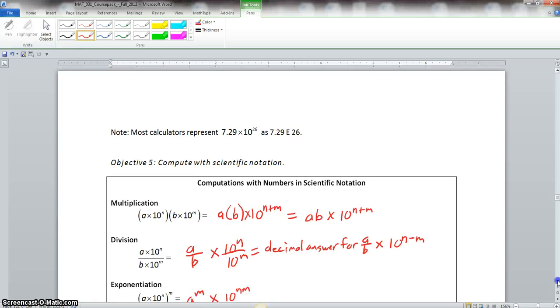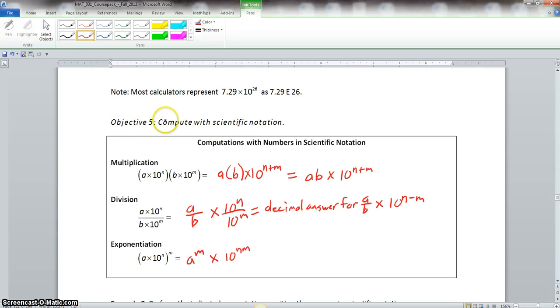Now we go down here to this section. It says most calculators represent 7.29 times 10 to the 26 as 7.29 E 26. So this E really stands for times 10, and this number here is the exponent. Now that's what happens when you see it in your calculator on any problem. This E means times 10, and this number behind the E is the exponent.